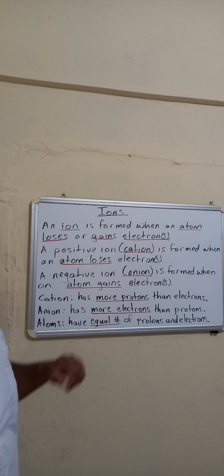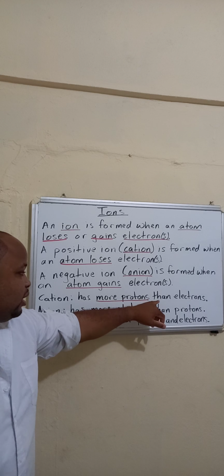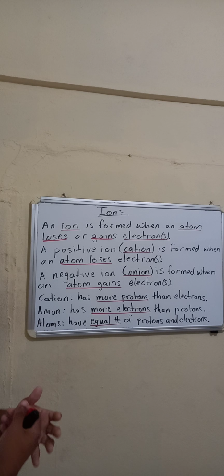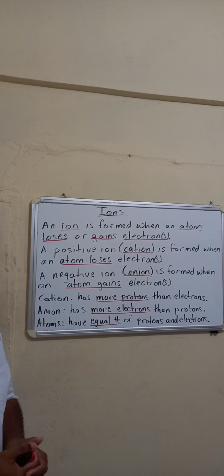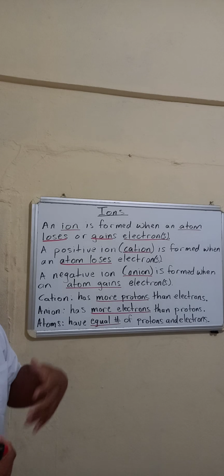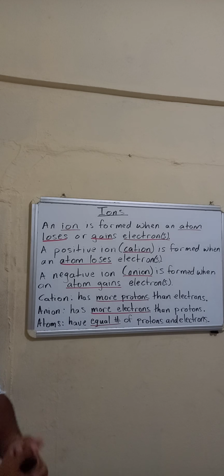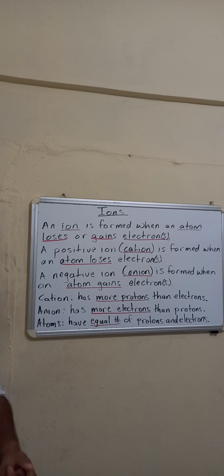call a cation. Now, when it loses electrons, it will have more protons than electrons. Protons are positive charges and electrons are negative charges. So if it has more protons than electrons, then it will have more positive charges. So the overall charge will be positive. So cations are positive ions because more protons are present in the nucleus than electrons around it.